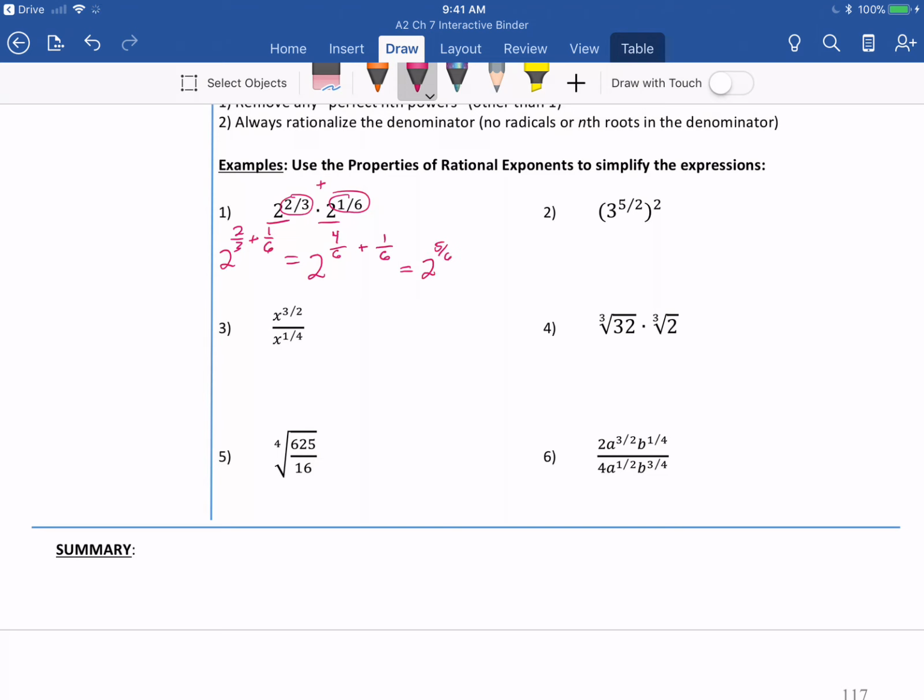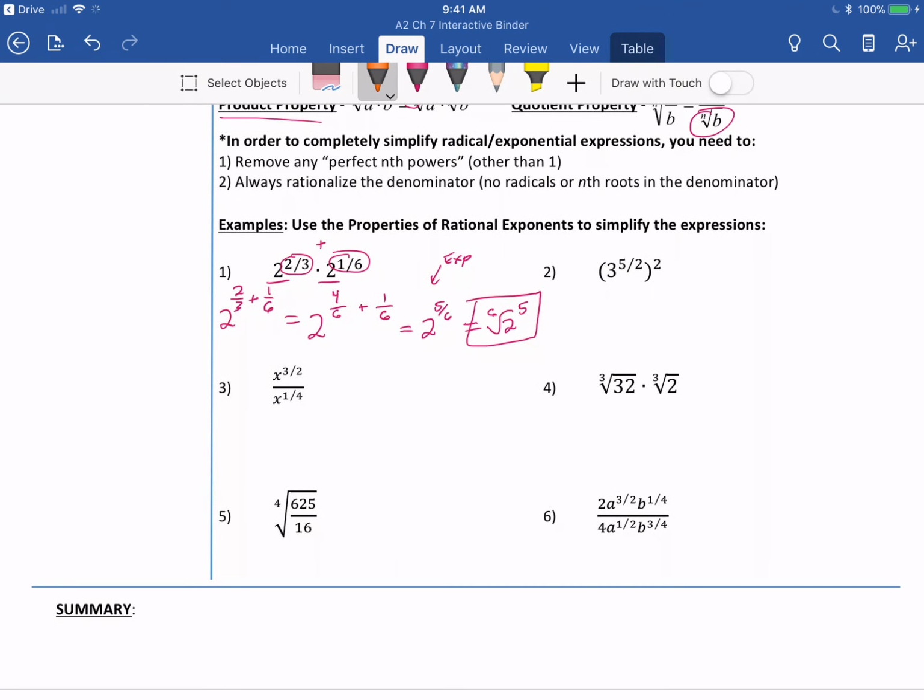All right, and most of the time when we do this, we don't like to leave it as a rational exponent like that. So we like to move it back. This is my exponent form. We like to move it into radical form. So here this is going to be the 6th root of 2 to the 5th power. All right, so that's the most simplified answer there. You like to write it as a radical if it's an exponent that is a fraction.